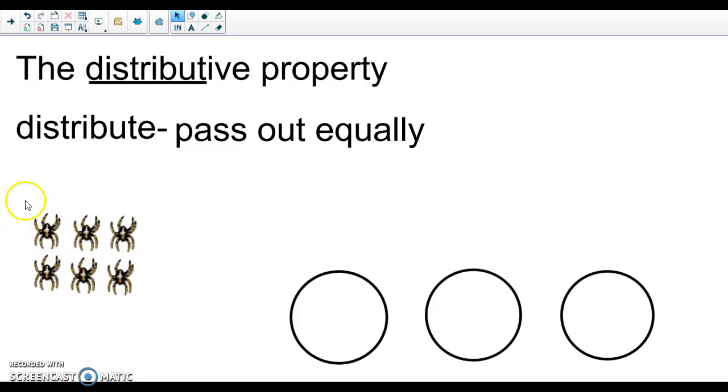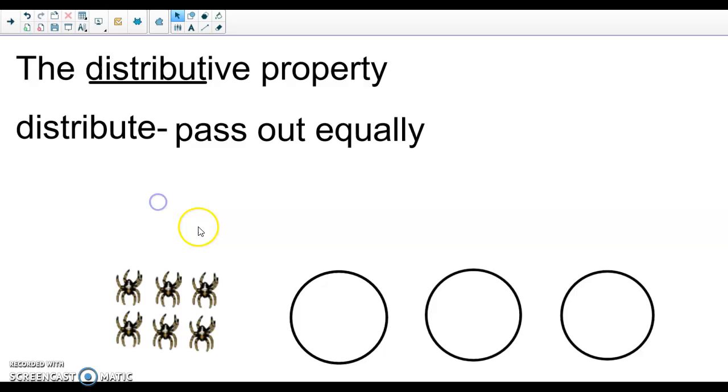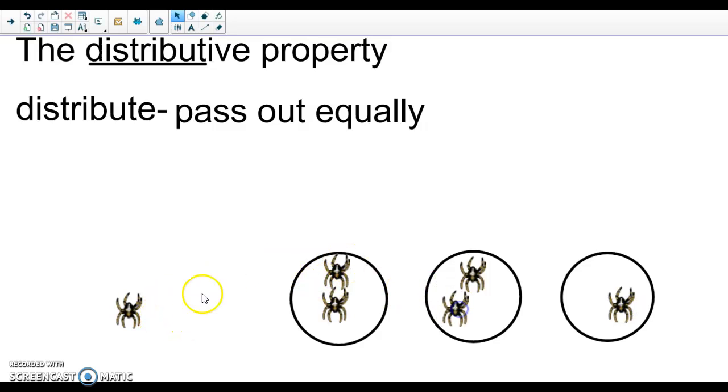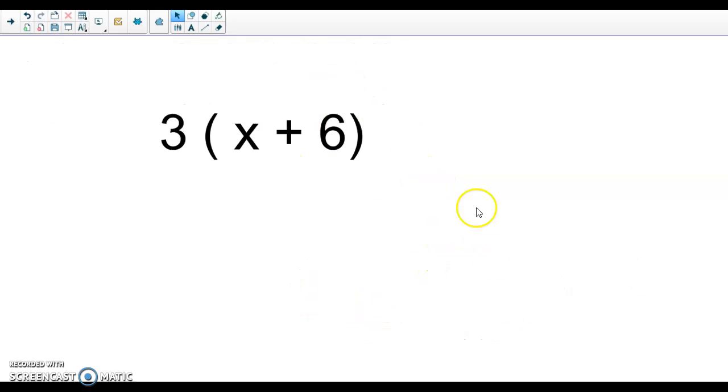So if we're going to divide these spiders equally into these plates, if we're going to distribute them or pass them out equally, how many spiders is each plate going to end up with? 1 for you, 1 for you, 1 for you, 1 for you, 1 for you, 1 for you. So I'm passing out the spiders equally. So each person ended up with 2 spiders. Lucky them. All right, so let's talk about distributive property in an actual equation then.